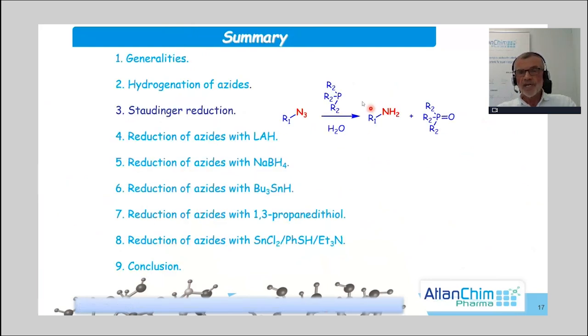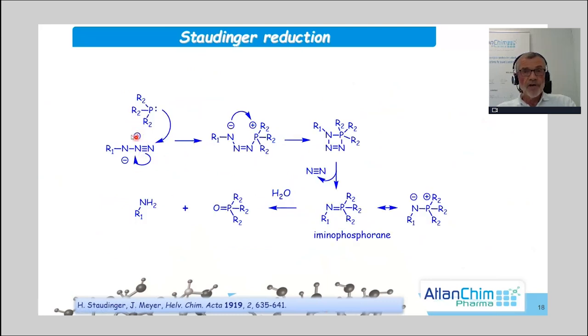Now the Staudinger reduction is compatible with a large number of functional groups and therefore is one of the most employed procedures for the reduction of azides. So treatment of azides with triphenylphosphine or trimethylphosphine leads to the formation of an iminophosphorane intermediate here, following this sequence with a concomitant loss of nitrogen at this stage.